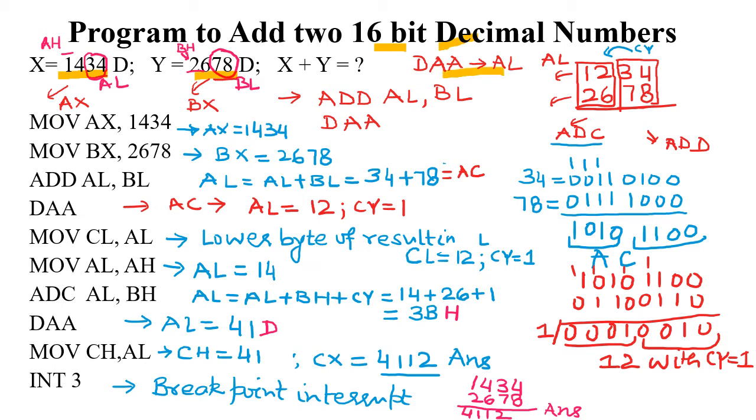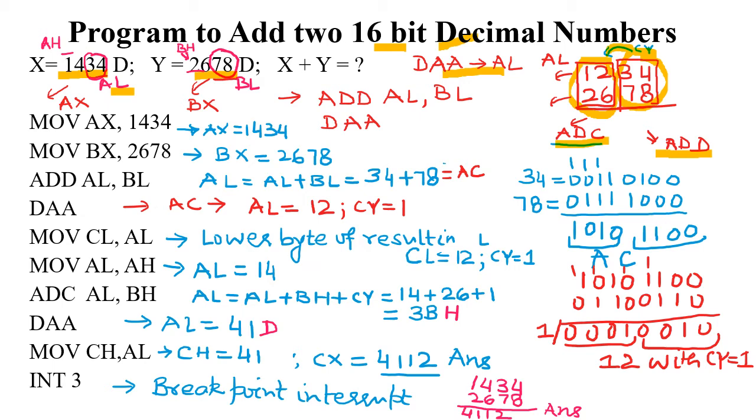So, we have to take one of the operands in AL, perform 8-bit addition, convert it into decimal and then add the upper byte. First we have to add the lower byte, which is 34 and 78 of the two numbers. The carry generated from the lower byte will be added with the upper byte. So to add the lower byte, we have to use the instruction add, and to add the upper byte, we have to use the instruction add with carry.